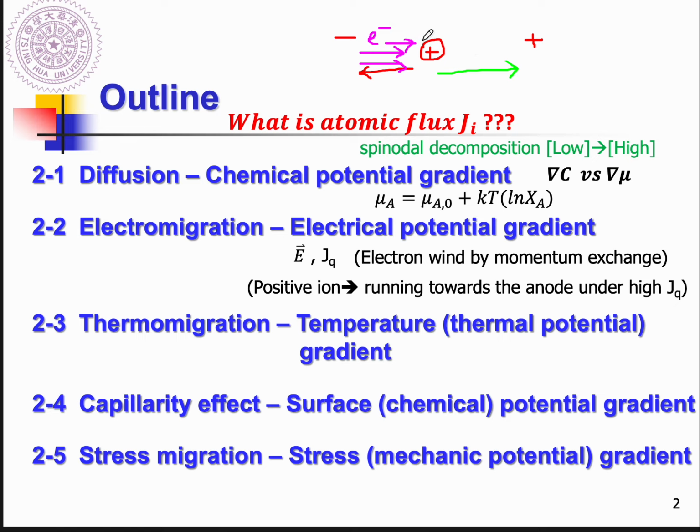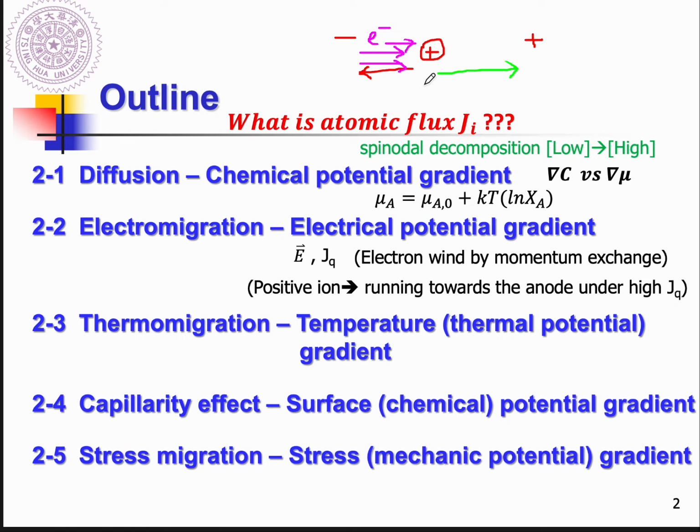Because when a positive ion, for example a metal ion, is pushed toward the anode, it will leave a vacancy here, right? And as long as many metal ions are pushed toward the anode, there will be lots of vacancies.